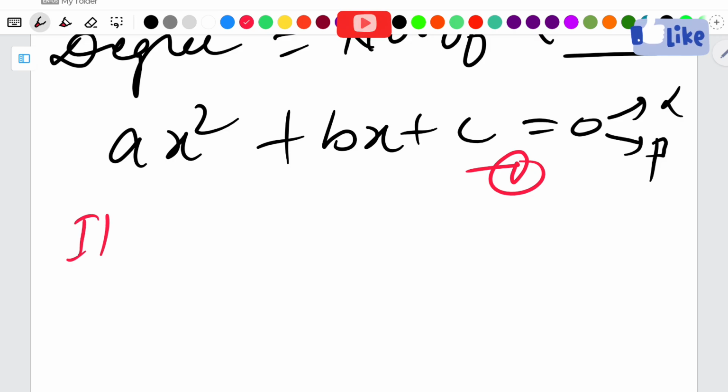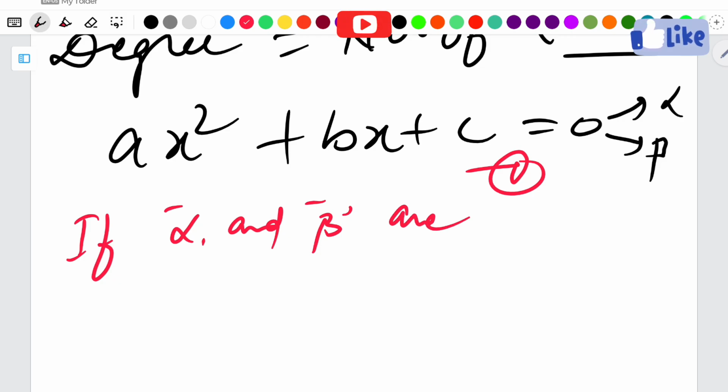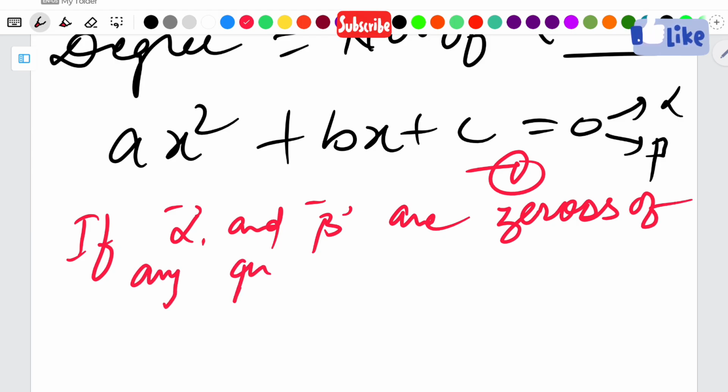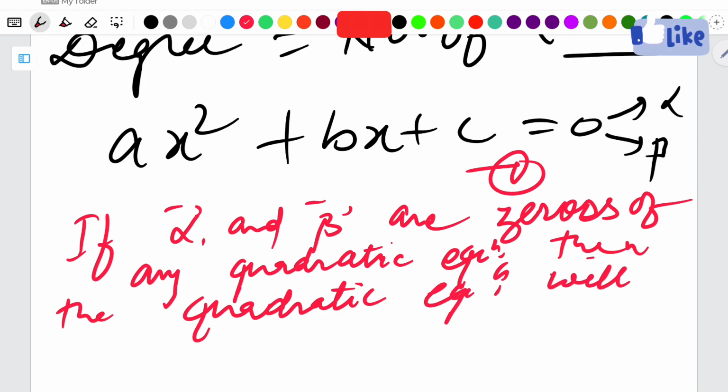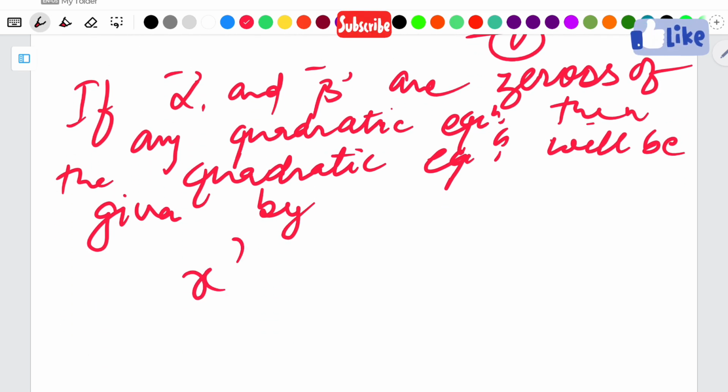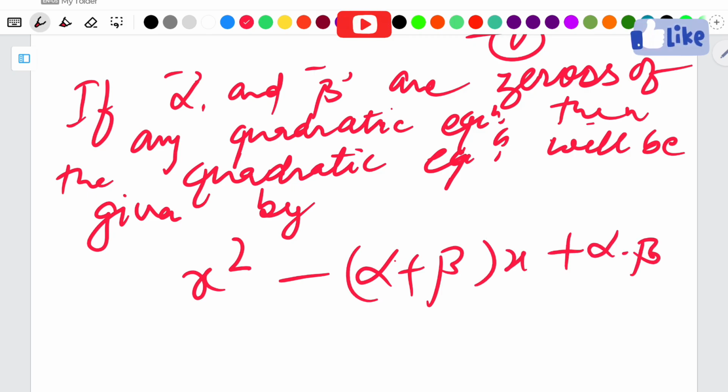So if alpha and beta are the zeros of any quadratic polynomial or quadratic equation, then the quadratic equation will be given by x² - (alpha + beta)x + alpha·beta = 0.